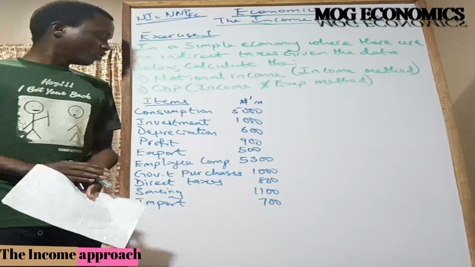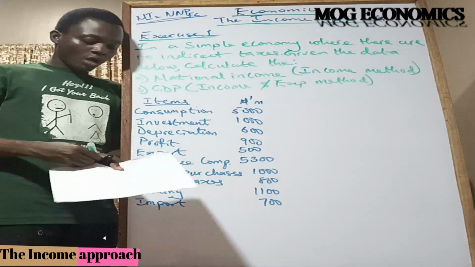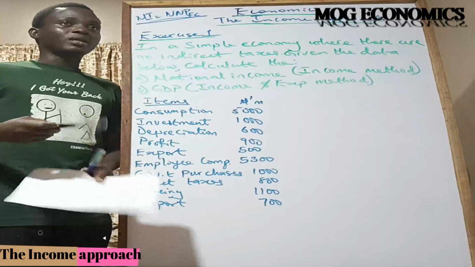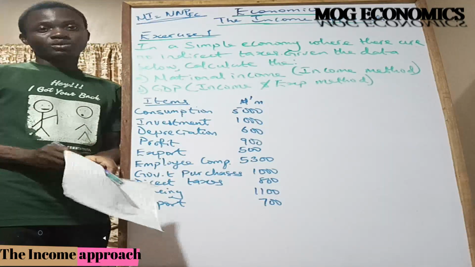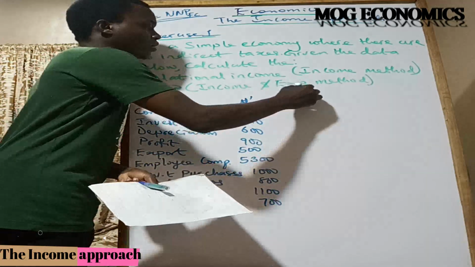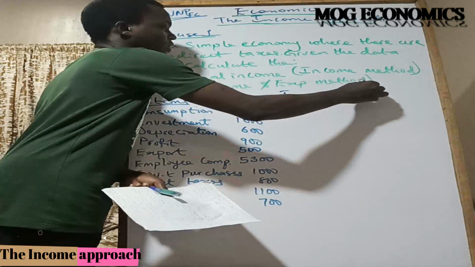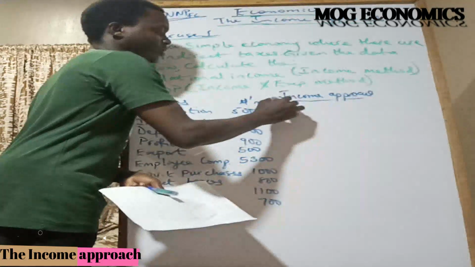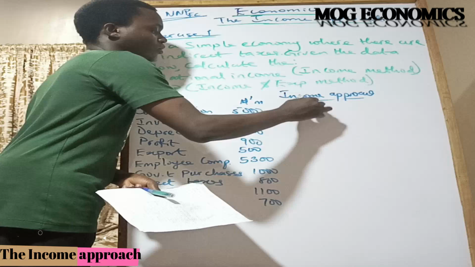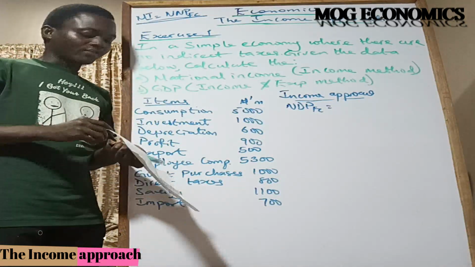Here we'll be looking at the first part: calculate the national income using the income approach. Recall that by the time you add up all of your items using the income approach, what you're going to get is your NDP at factor cost. Thank you, somebody just said it. But your national income is actually NNP at factor cost.